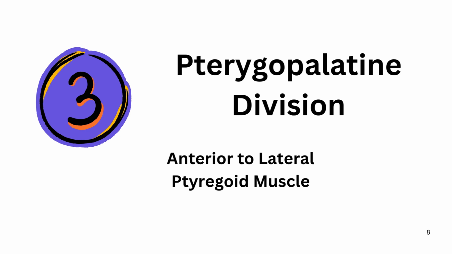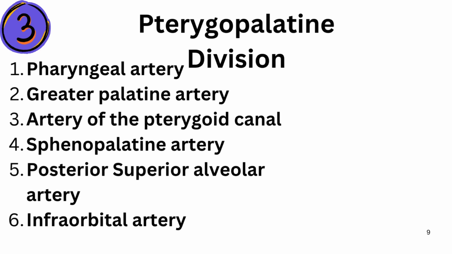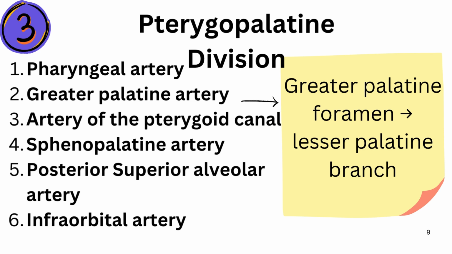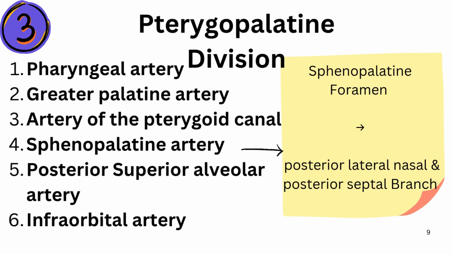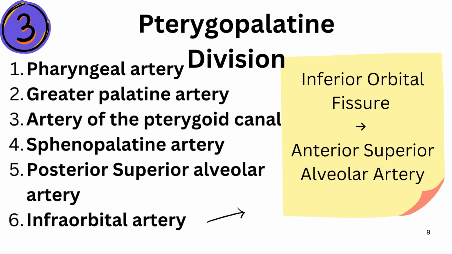the lateral pterygoid muscle. This division of the maxillary artery provides the pharyngeal artery that enters the palatovaginal canal, the greater palatine artery that enters the greater palatine foramen and gives rise to the lesser palatine branch, the artery of the pterygoid canal, the sphenopalatine artery that enters the sphenopalatine foramen, giving rise to the posterior lateral nasal arteries and posterior septal branches, the posterior superior alveolar artery, and lastly the infraorbital artery that enters the inferior orbital fissure and gives rise to the anterior superior alveolar artery.